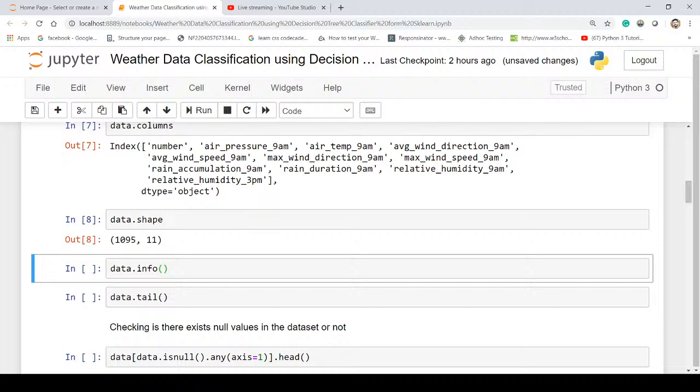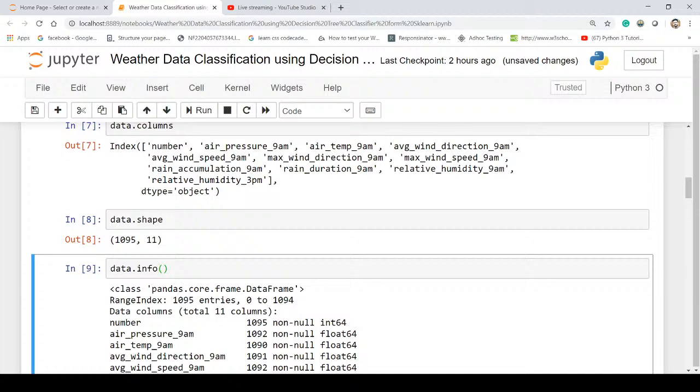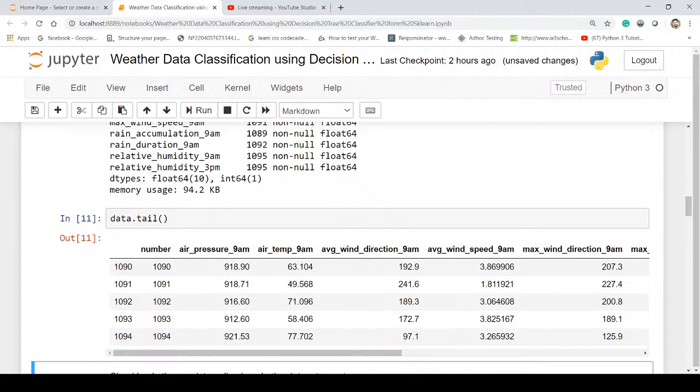According to your intuition, the more data cleaning you do, the better accuracy you will reach. Data.info, data.tail. You must remember we have done data.head. Head gives you the first rows, and data.tail gives you the last rows. Because it has 1095 rows, it will give you the last few rows, like 1094, 93, 92, 91, and 90.